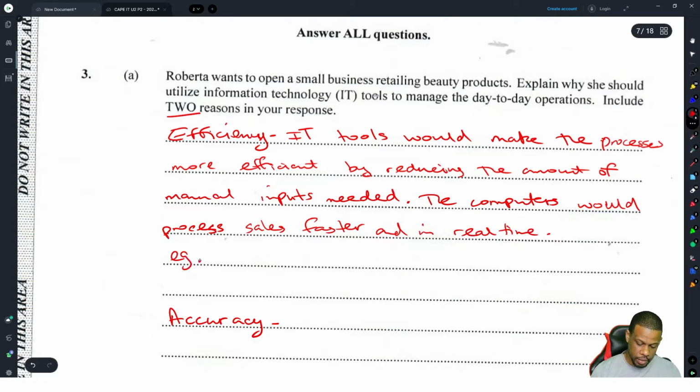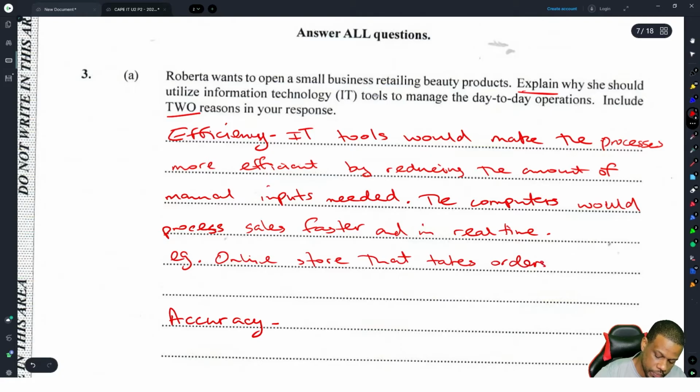Example. Right, now this is where you're going to earn the marks for sure, because they wanted you to explain. Whenever they say explain, give an example. Whenever they give a scenario, give an example. Whenever they give you plenty of lines to write on, give an example. Because remember, your goal is to prove to the examiner that you understand how to apply IT to real life. So this is how we're going to apply it. Example: she has a small business retailing beauty products, an online store that takes orders 24/7. That will make things more efficient because you won't have to only take orders between 8 and 10.